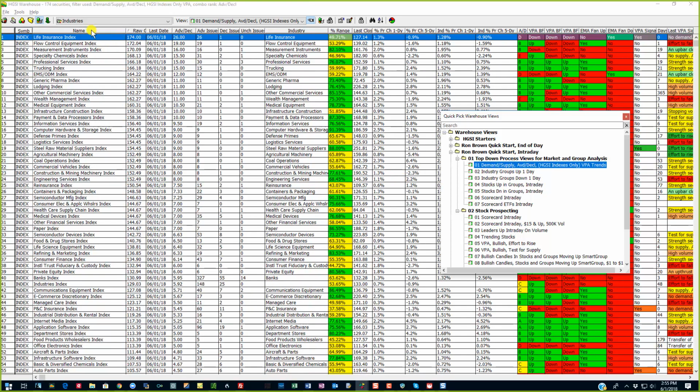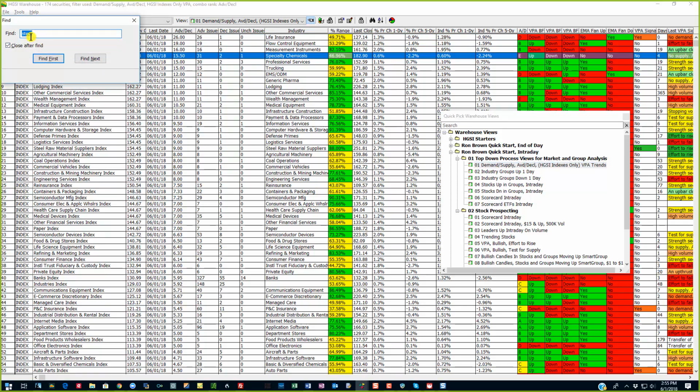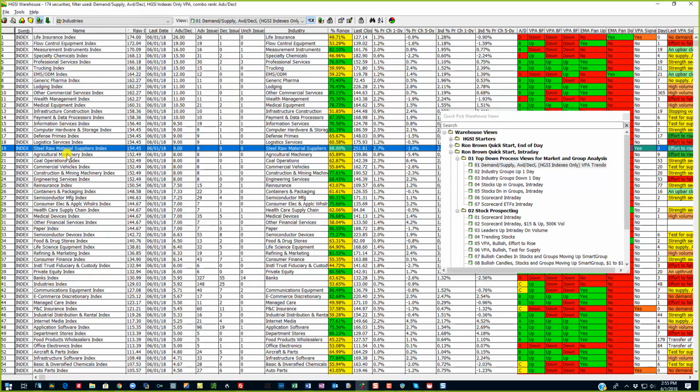Demand supply. Do you see steel at the top? I do not. This is how the market has changed intraday. The life insurance index has 26 advancers, 1 decliner. Flow control. Measurement instruments. What I'm going to do is hit my space bar. I've already typed steel in here. I'm going to find the first.